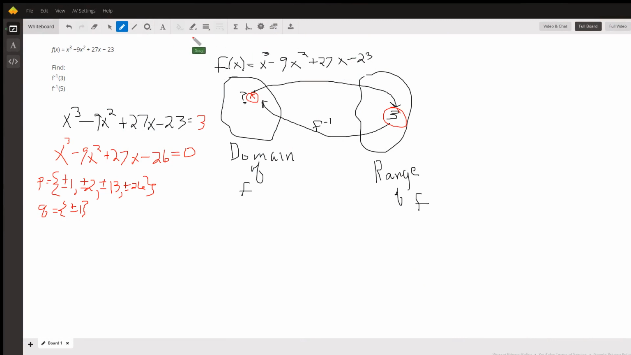Okay, here's one way to think about this problem. We've got this function, and when we put values in for x, which are elements of the domain, which is all real numbers, putting a number from the domain into the function maps it to some number in the range.